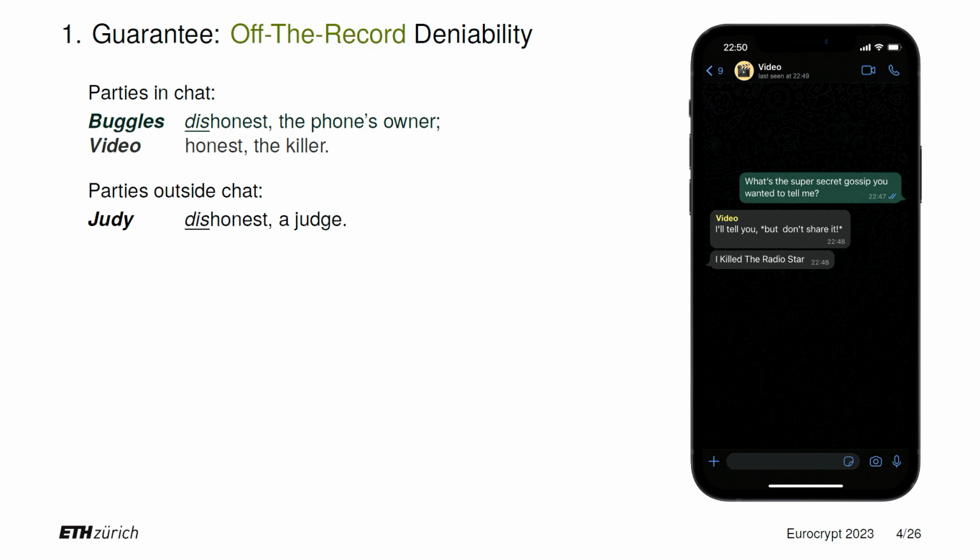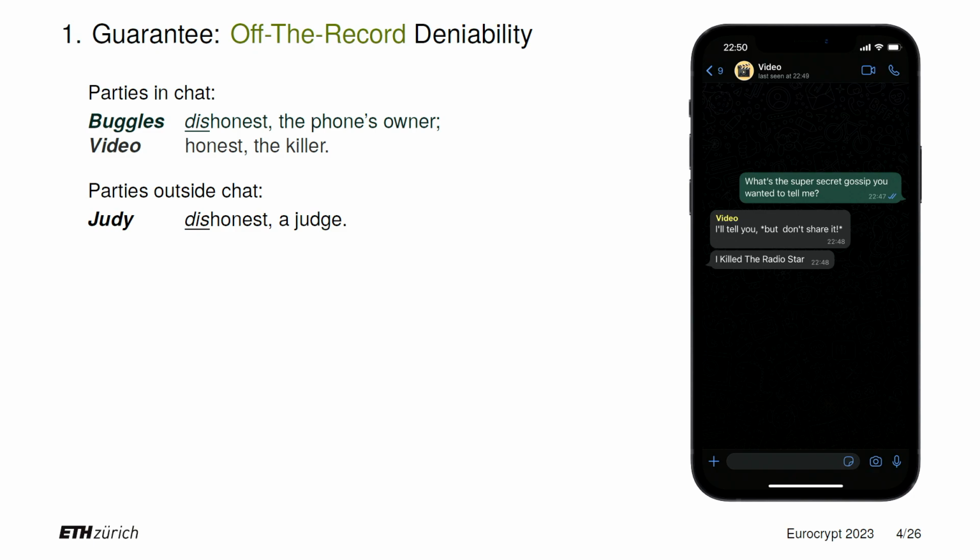So consider the following setting. There are two parties who are chatting, Buggles and Video. Buggles is dishonest and is the owner of this phone. And Video is honest and is a killer. There is also another party, Judy, and Judy is dishonest. It's a judge.